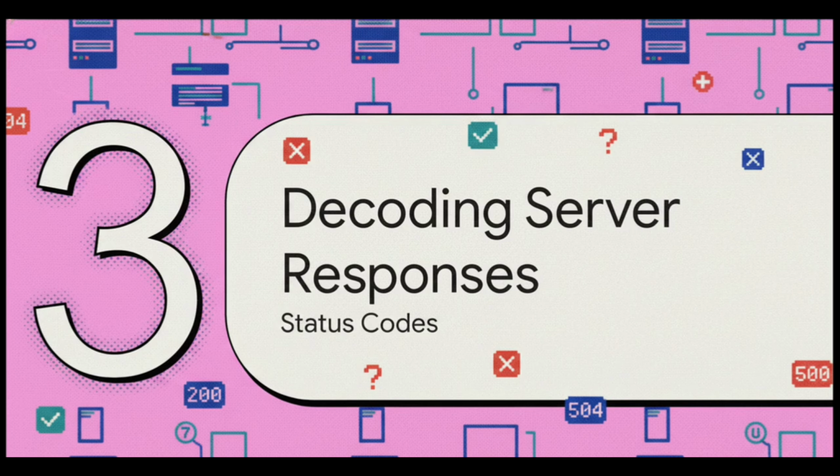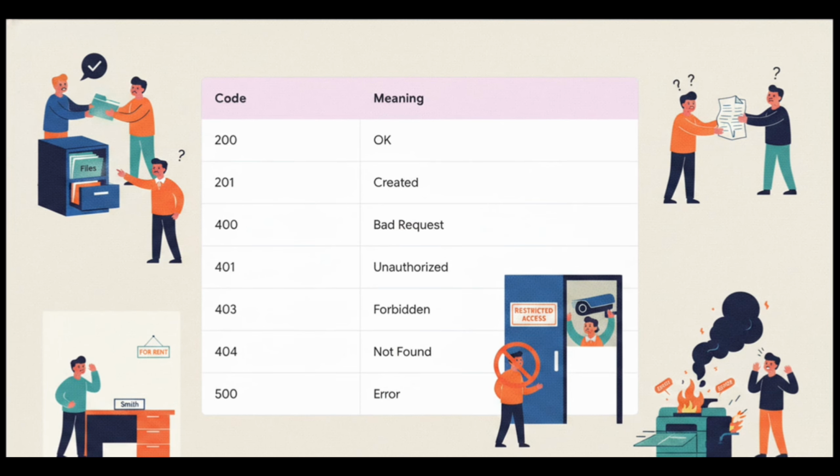All right, Part 3. Decoding the server response. Because every good conversation needs a clear reply, right? You've asked the server to do something, so how does it tell you what actually happened? So the crucial point is understanding these status codes. Think of this as your ultimate developer cheat sheet. Pros use these numbers literally all the time for debugging.